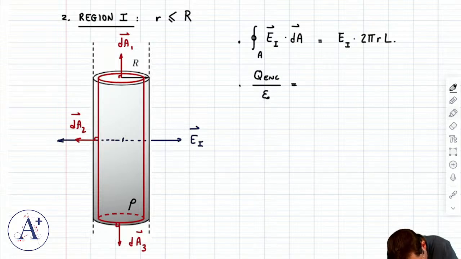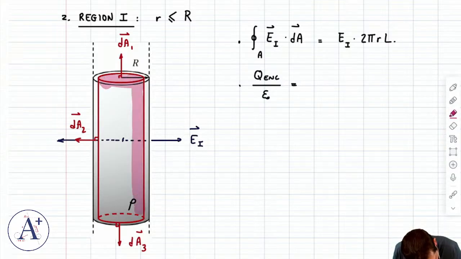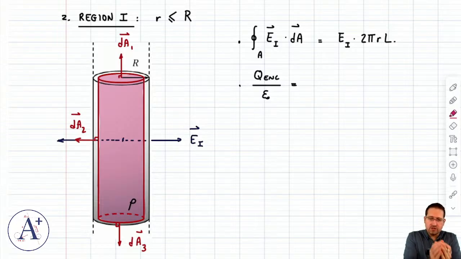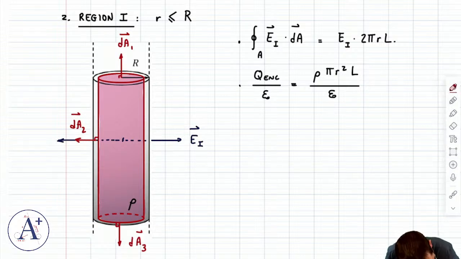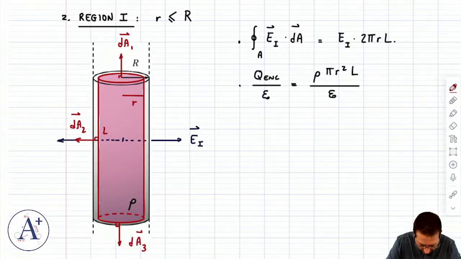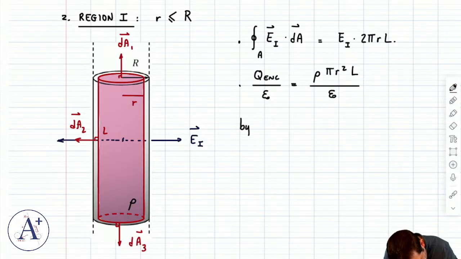All right, how much charge does my Gaussian cylinder enclose? Well, rho is charge per volume, so I need to multiply by this volume in order to get all of the charge that is within my Gaussian cylinder. So it's going to be rho, and the volume of the cylinder is area of base pi r squared times height L, divided by epsilon naught. Once again, just for clarity, this has a radius r and a length L. And so now, by Gauss's law, we're going to see that E1 is not zero.